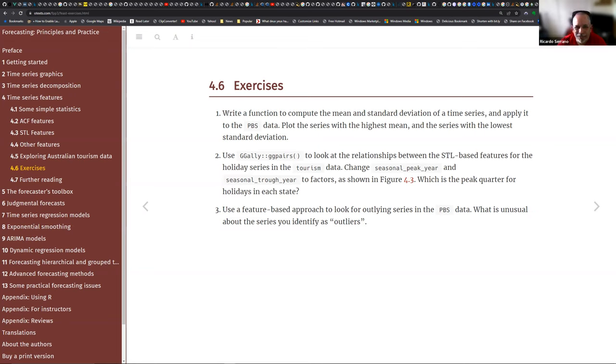Okay, so the first exercise is: write a function to compute the mean and standard deviation of a time series and apply it to the PBS data. The PBS data is the medical prescriptions in Australia. In Australia, they have a public health system, unified and universal, and they have data from that, because the government, apart from regulating the industry, is also the main provider of the prescriptions. So that's going to be our first challenge for the day, right?